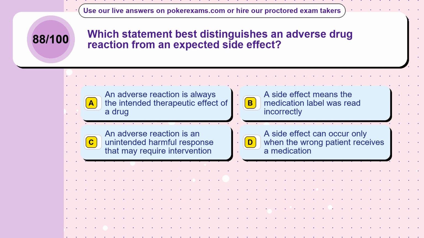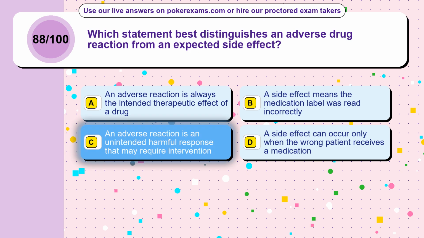Question 88. Which statement best distinguishes an adverse drug reaction from an expected side effect? Option A. An adverse reaction is always the intended therapeutic effect of a drug. Option B. A side effect means the medication label was read incorrectly. Option C. An adverse reaction is an unintended harmful response that may require intervention. Option D. A side effect can occur only when the wrong patient receives a medication.